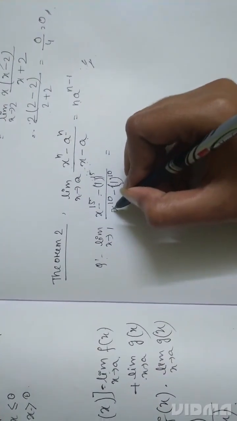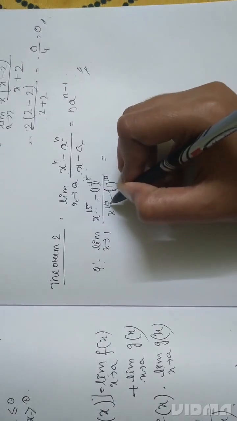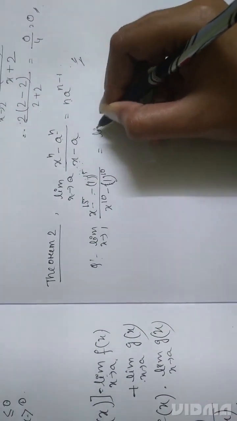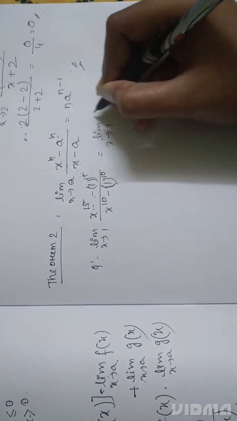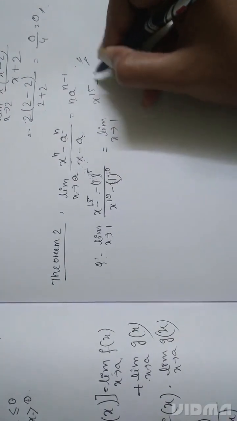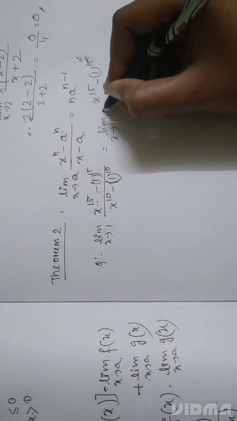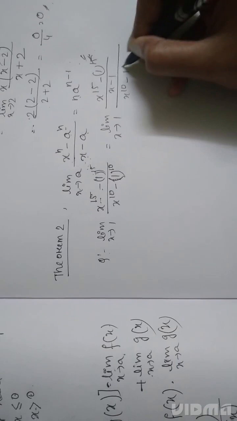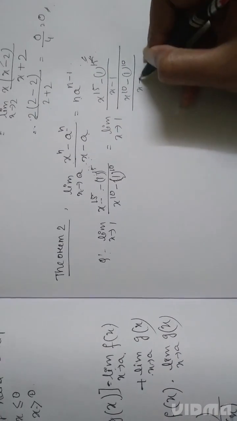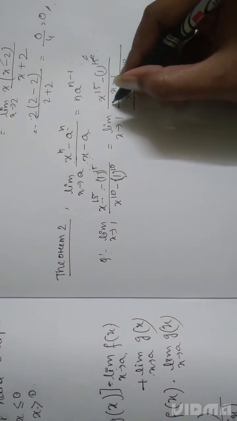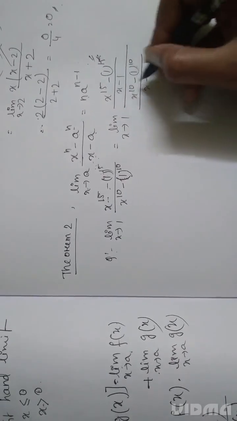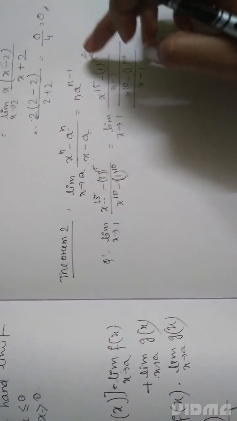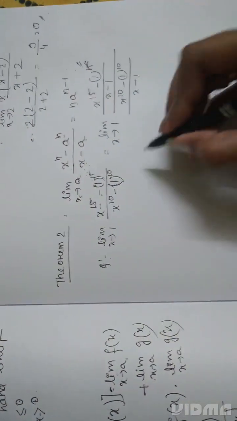Now see, the powers are not the same in the denominator and numerator. So we have to write it as limit x tends to 1, x to the power of 15 minus 1 to the power of 15 by x minus 1, by x to the power of 10 minus 1 to the power of 10 by x minus 1. Now if you cancel x minus 1 and x minus 1 of both the numerator and denominator, you are going to get the same term as before.